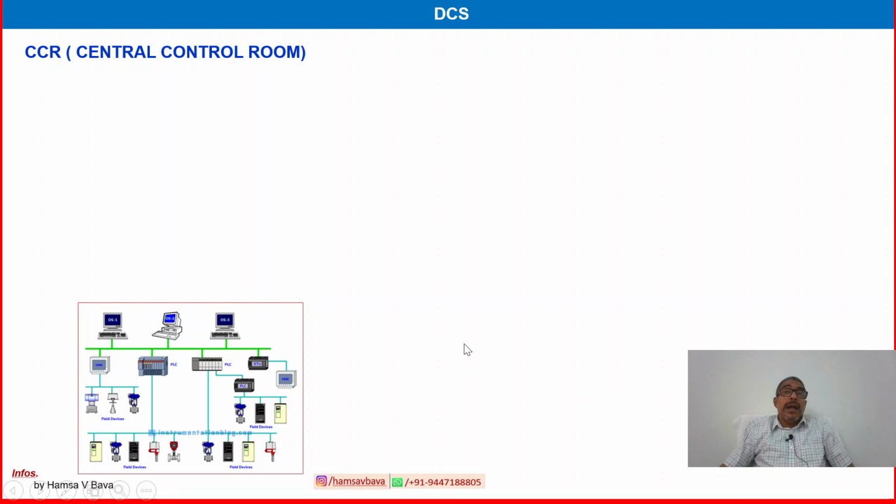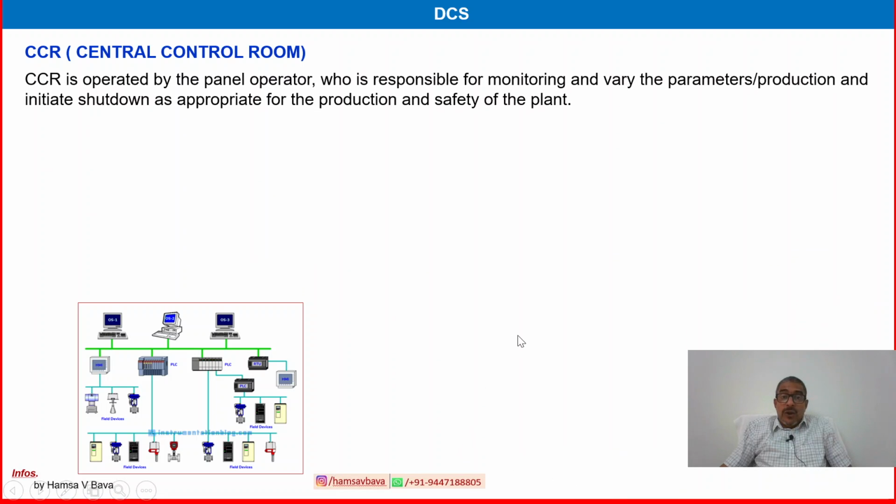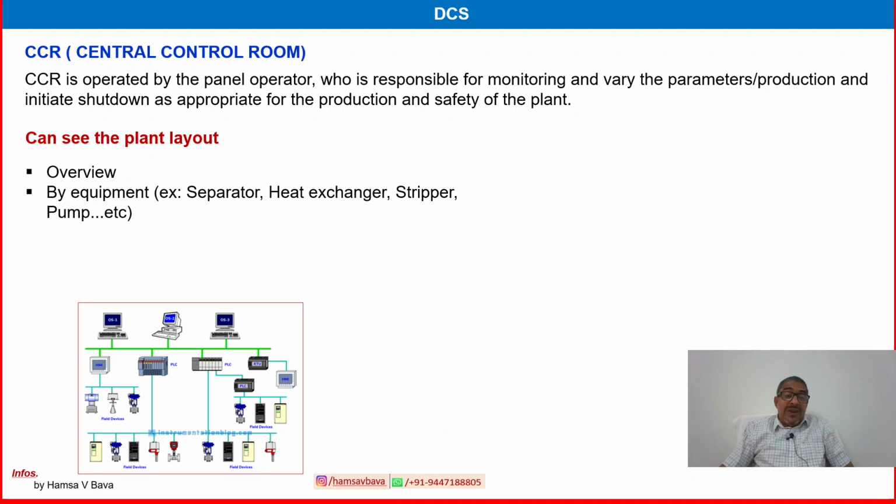CCR is one more facility included in the DCS system. Let us see what information and facilities are included in the DCS CCR system. CCR is operated by a panel operator who is responsible for monitoring and varying the parameters of production, and initiating shutdown as appropriate for the production and the safety of the plant. So he can see the plant layout. In the plant layout, you can see the overview equipment wise, like separator, heat exchanger, stripper, pump, etc.